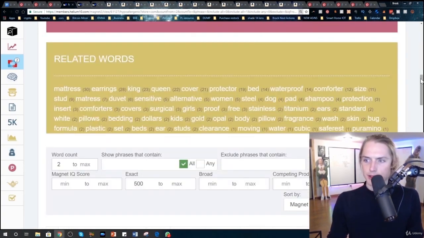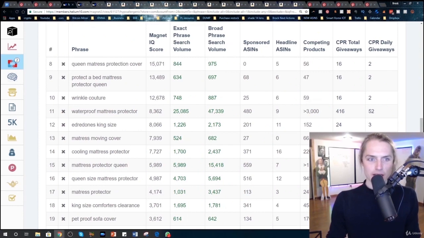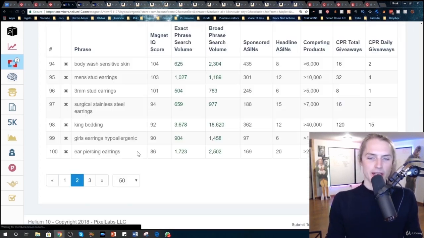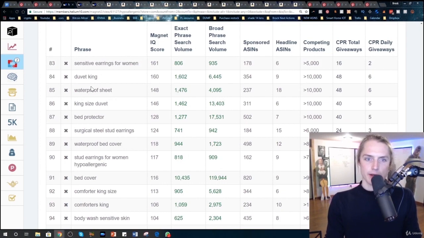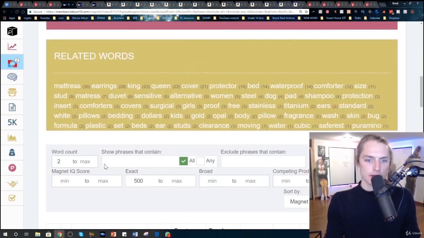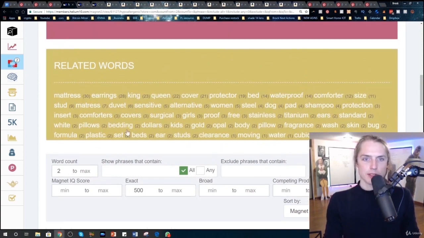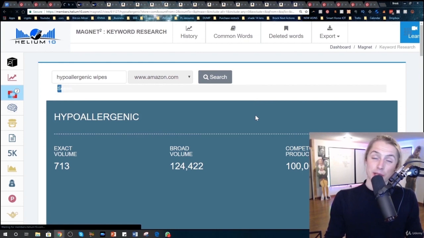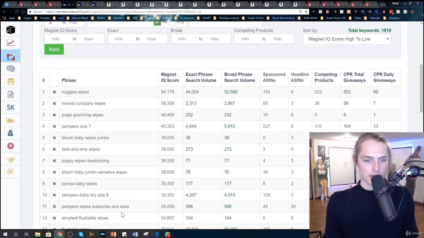So the best way to do that is to just look up related keywords with Magnet. A pet-proof sofa cover, king size. Let's see. So this is all very bed related. Maybe I need to put in a different type. Yeah, so it's not perfect. So instead of putting in hypoallergenic, I would put in hypoallergenic wipes. And then maybe we get something different to show up. Okay, so I do that.